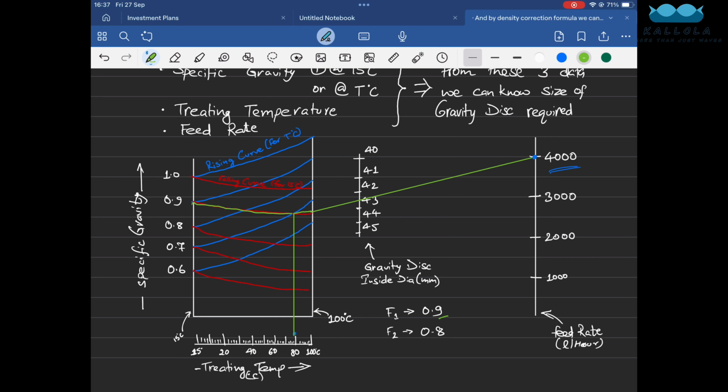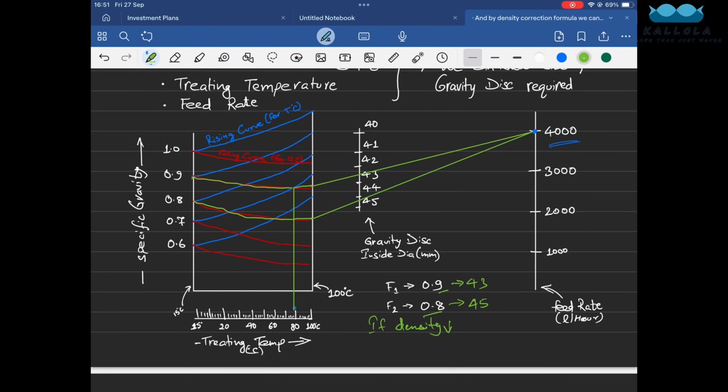And similarly for fuel 2, which has a specific gravity of 0.8, separation temperature 80 degrees Celsius and feed rate 4000 liters per hour, we find that in this case we get the size of gravity disk as 45 millimeter. So for fuel 1 we are getting 43 and for fuel 2 we are getting 45. This signifies that if specific gravity is decreasing, then the size of gravity disk will increase.